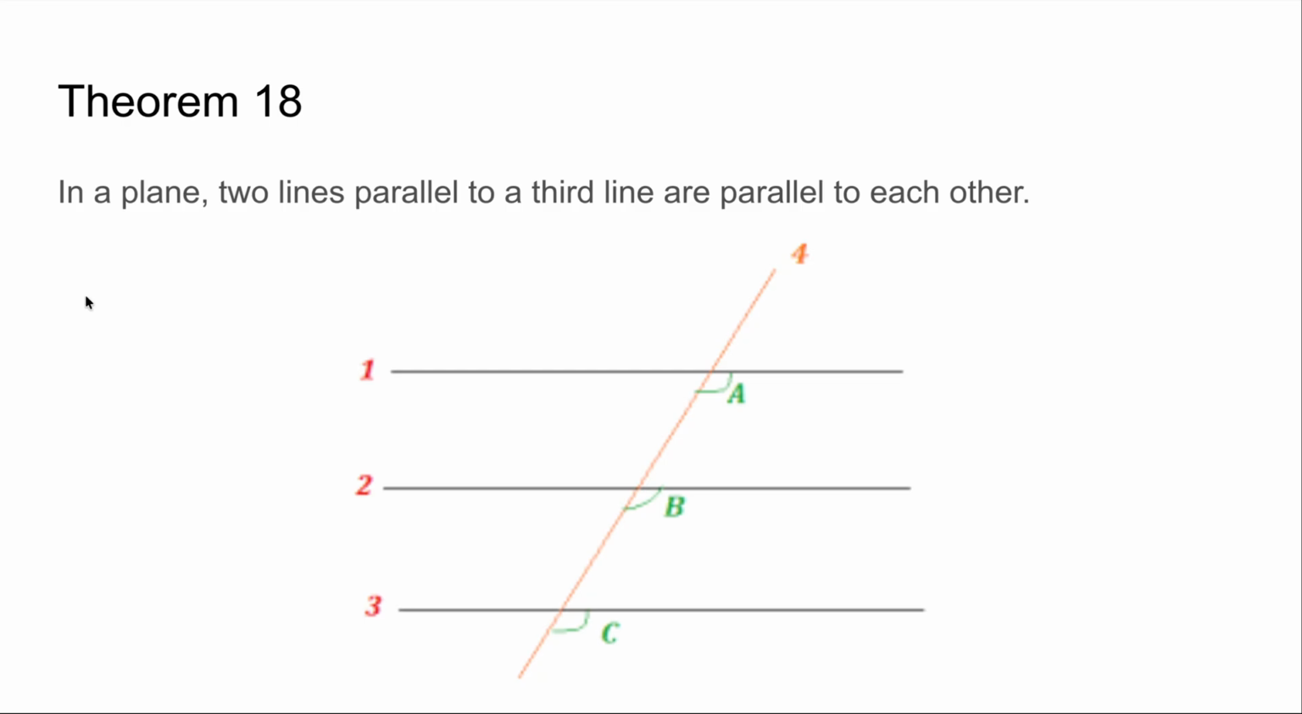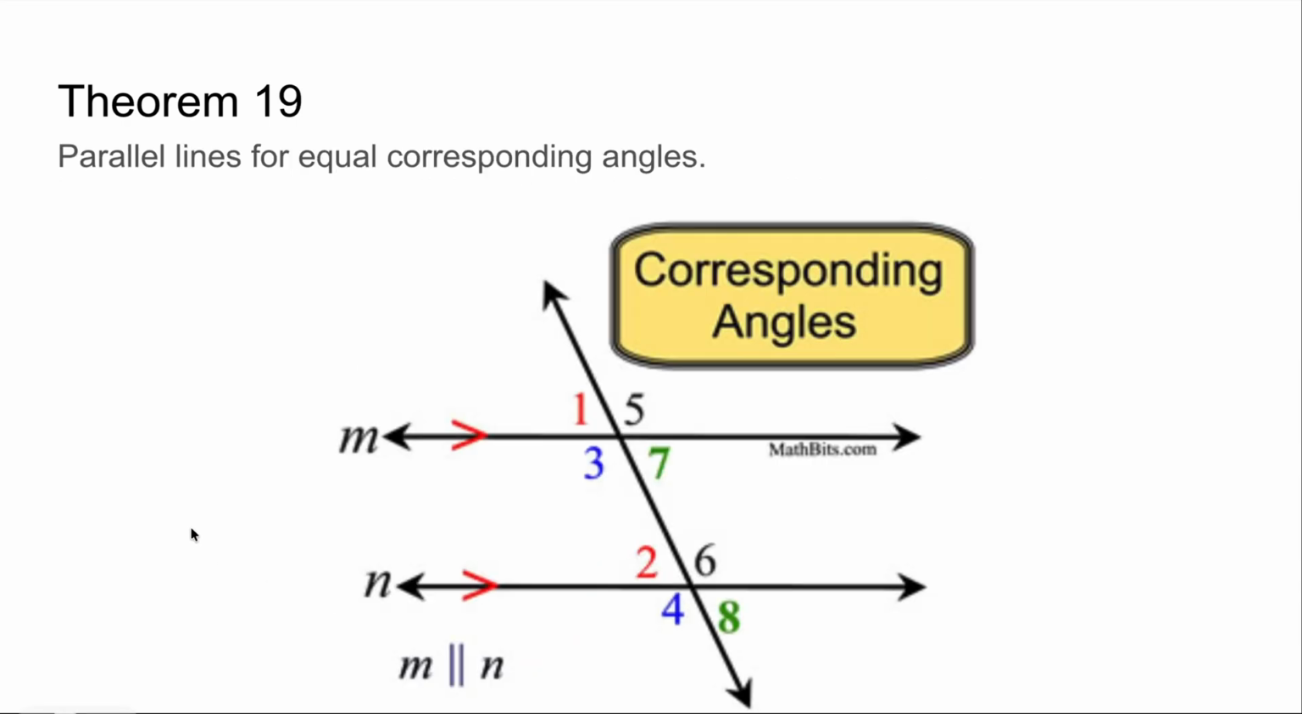Theorem 18, in a plane, if two lines parallel to a third line are parallel to each other, here we go, 3 lines parallel to each other. Using these corresponding angles to know that it is parallel in correlation to our transversal. Theorem 19, parallel lines form equal corresponding angles, and so we have 1 and 2, same position, 3 and 4, 5, 6, 7, 8, corresponding angles.